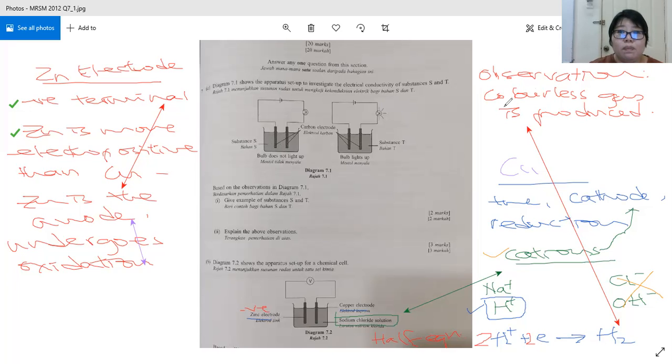Now, one part that I have left out just now, when we were talking about the zinc electrode. What is the part? Oh, I would like to show you about the half equation.